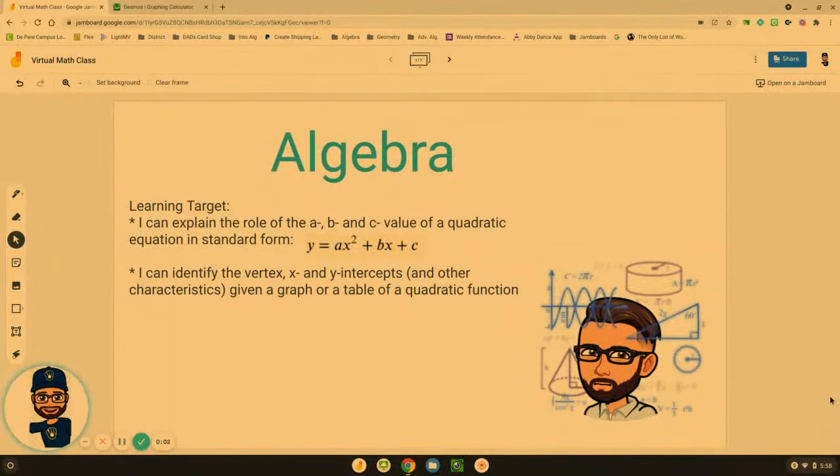Hello algebra students, and welcome back to another video lesson as we continue the exploration of graphing quadratic equations. Today we're going to begin the exploration of standard form, which is y equals ax squared plus bx plus c. So we're going to begin exploring the role of the a value, the b value, the c value. We already know two of them.